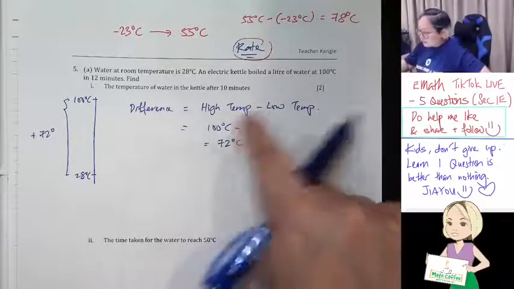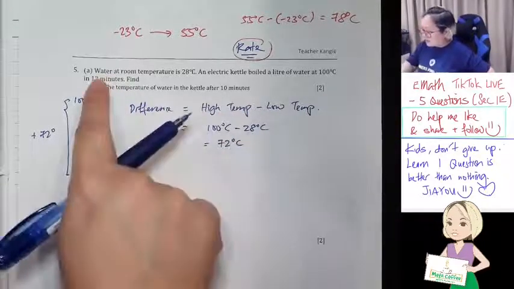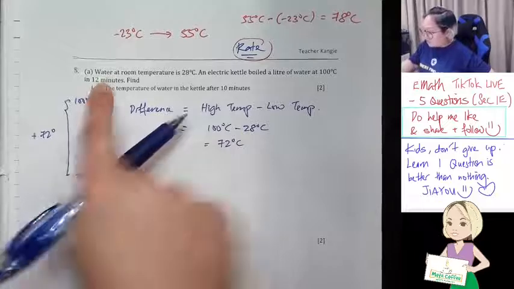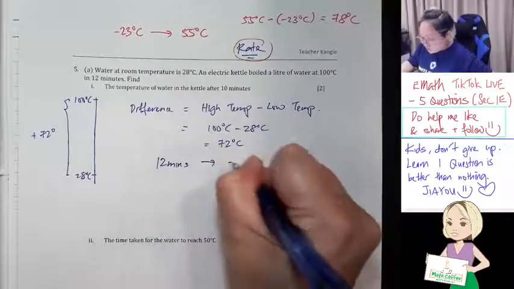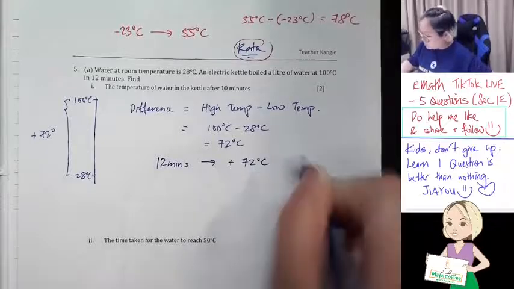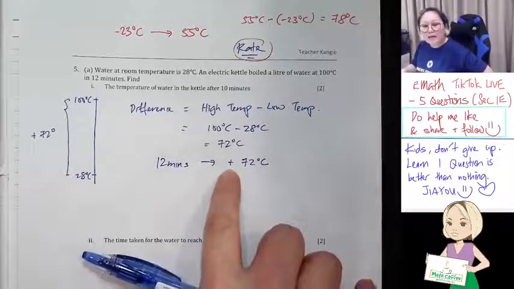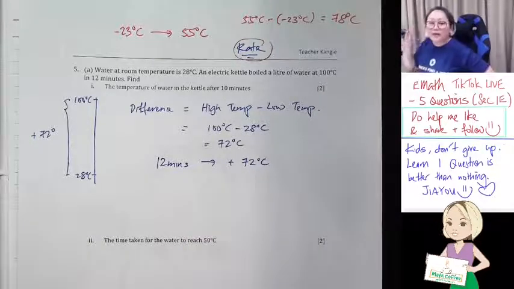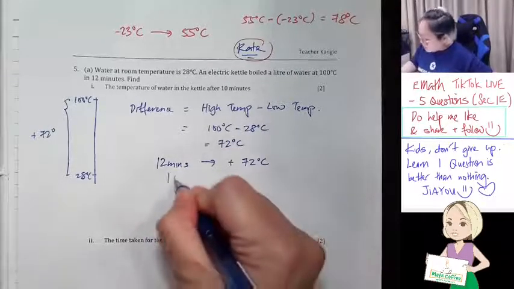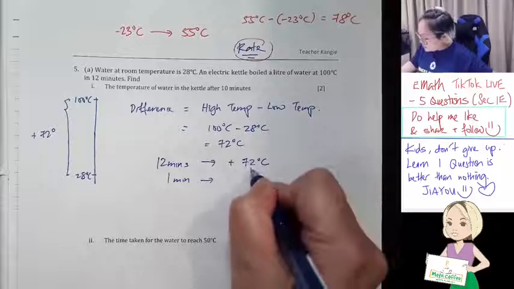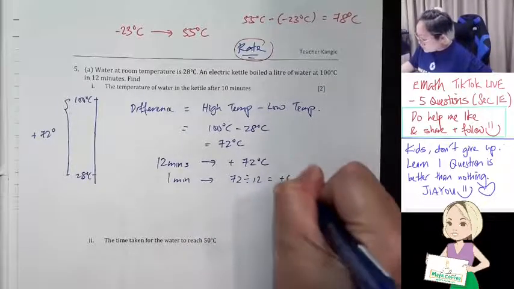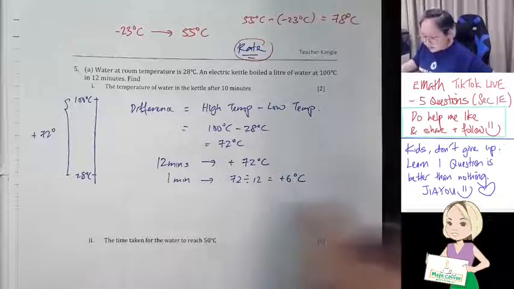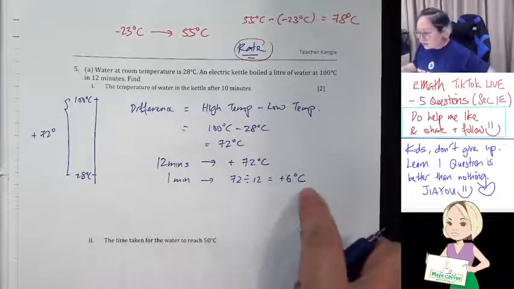So, see, high temp minus low temp, 72 degrees Celsius. And take note, this one is 12 minutes. So I will put 12 minutes. It increased by 72 degrees Celsius. I purposely put the plus because I need to remind myself that it is an increase of 72 degrees Celsius. So in 1 minute, it will be 72 divided by 12. So it means it will increase 6 degrees Celsius every minute.